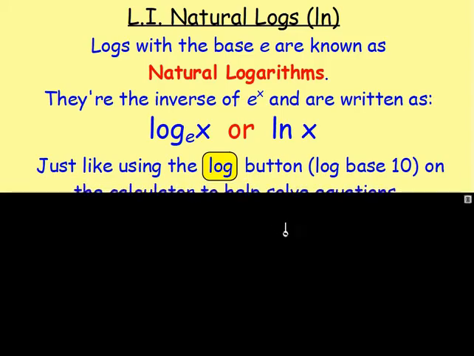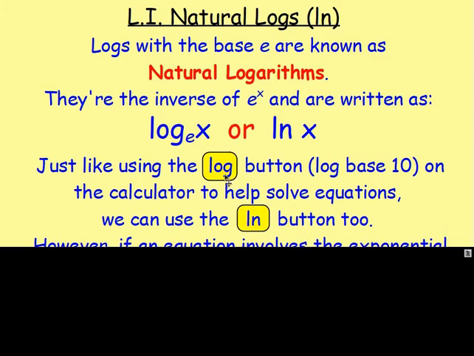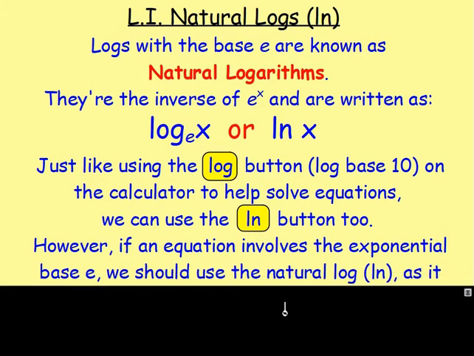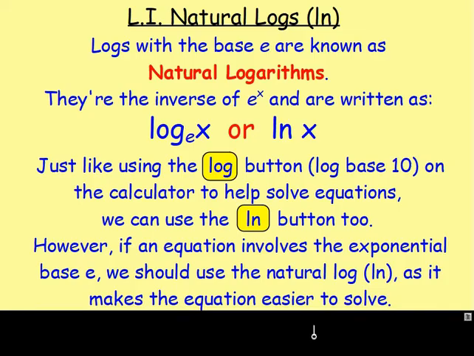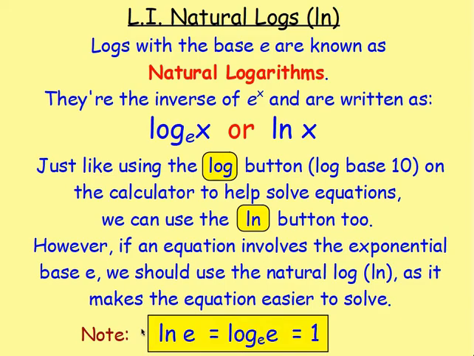Just like using the log button on the calculator, remember if you have a problem and you need to take log of both sides, well, you can use log. On the calculator, that's log base 10. But what we can also do is use the ln button. That is the natural log. That will also solve the problem. However, if you have a problem and you're wanting to solve it and it includes e, you're best using ln, or natural logs, to solve it. It just makes the whole process a little bit easier. Note, ln really means log base e, and if you end up with log base e of e, well, just like log base a of a, that's equal to 1.